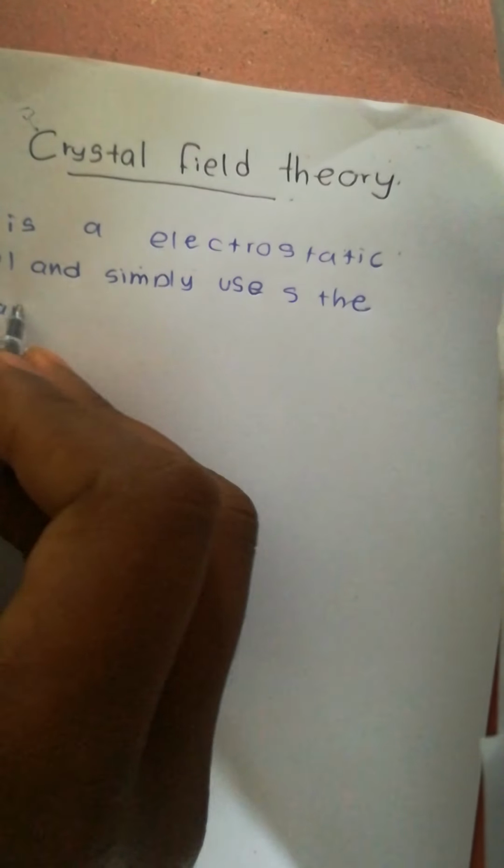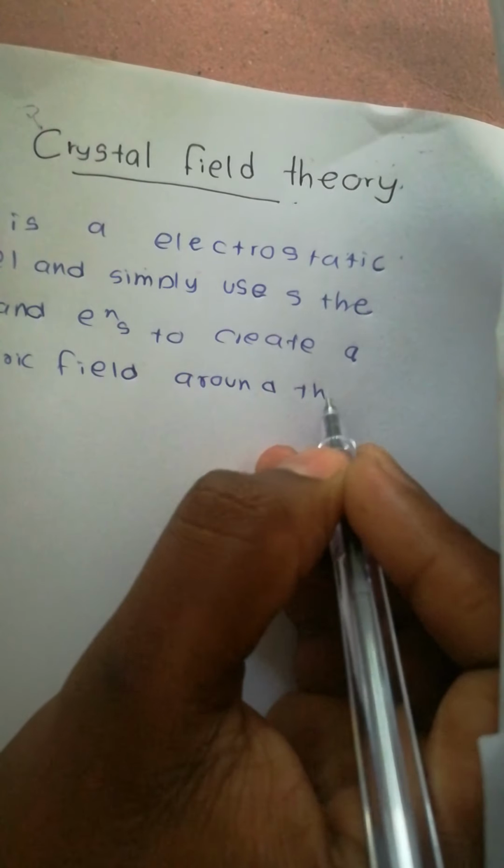When you discuss the meaning of the crystal field theory, it is an electrostatic model, and we simply use the ligand electrons to create an electric field around the metal center.